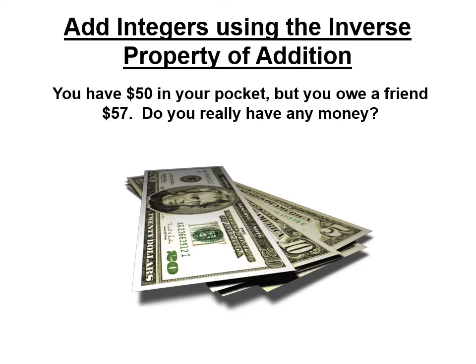So if you have $50 in your pocket, but you owe a friend $57, how much money do you really have? You have less than 0, right? And we're going to say you have negative $7.